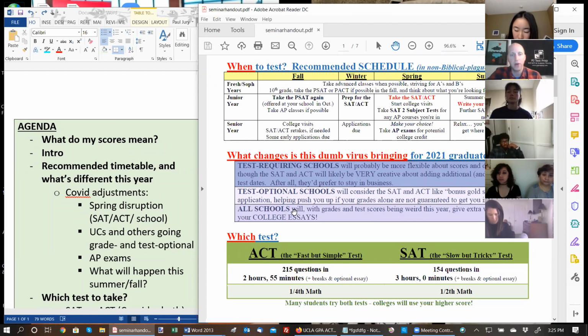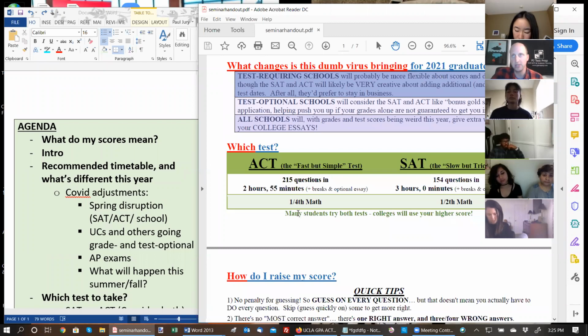Okay, now in terms of which test you might take, I usually spend a fair amount of time on this, but I'll go quick today since we've got other more fun things to get to. The short answer is many students do try both, because the SAT and the ACT will just accept whichever score you do the best on. You don't have to take both, especially not this year, but the idea behind taking both would be, since the colleges don't care which one you take, why not try them both and then just use whichever one you score higher on. The ACT's reputation is sort of the fast but simple test.